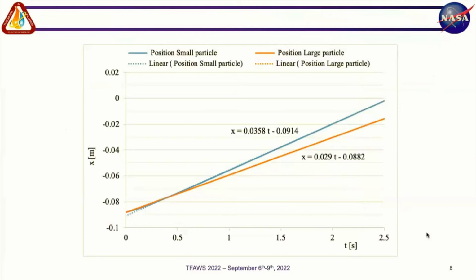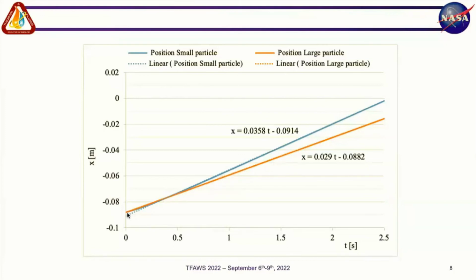This is just how we obtain the velocities of the particle. We have the location with time, so we can plot and get the velocity straight from these lines. We have the two lines in here. The blue one is for the small particle. The orange one is for the large particle. And here, this is just an extension of the linear profile.